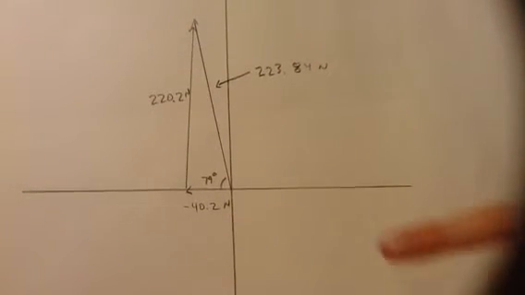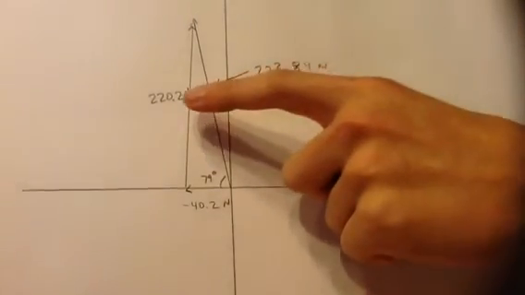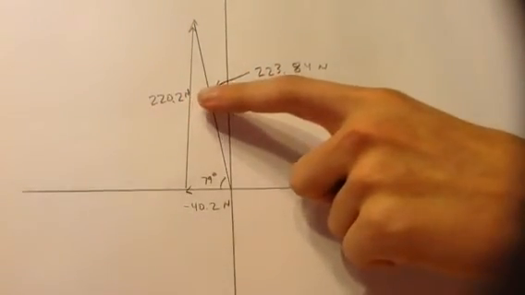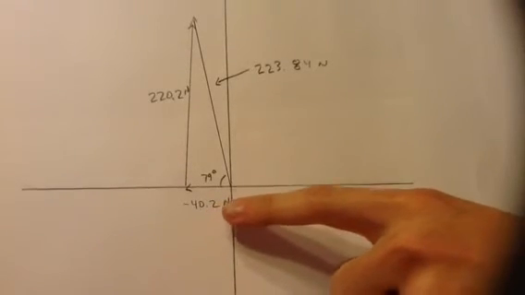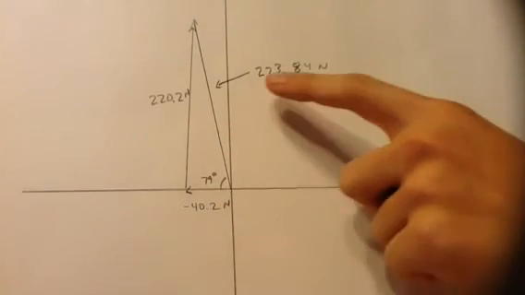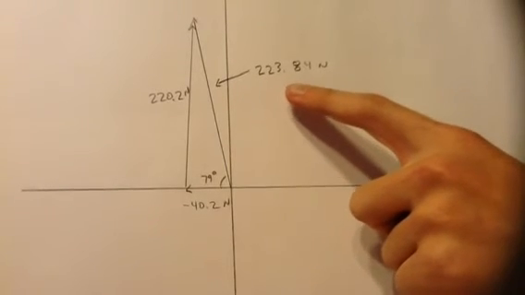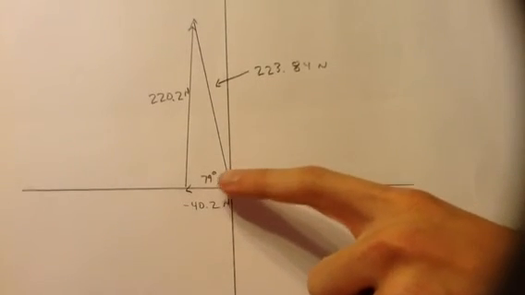The resultant force is as follows. The Vy equals 220.2 newtons, the Vx equals negative 40.2 newtons, and the hypotenuse of the resultant force is 223.84 newtons, and the angle is 79 degrees.